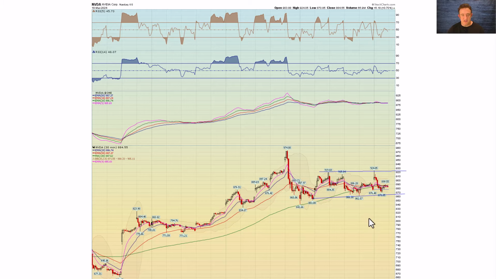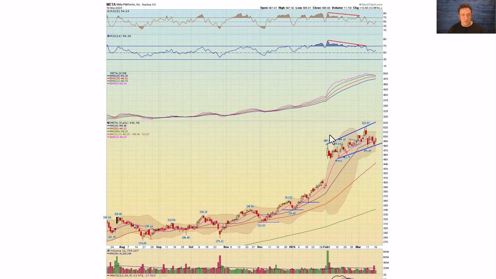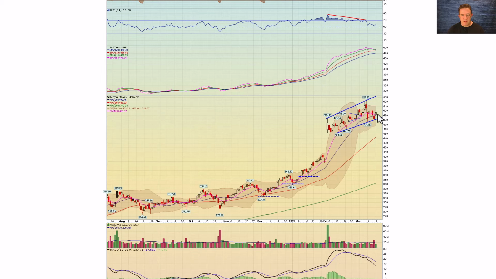Number 26, here's the two-hour view. You can see this sideways pattern is forming. We'll see which way this breaks. Number 27, Meta, still holding up here. No changes in the pattern.